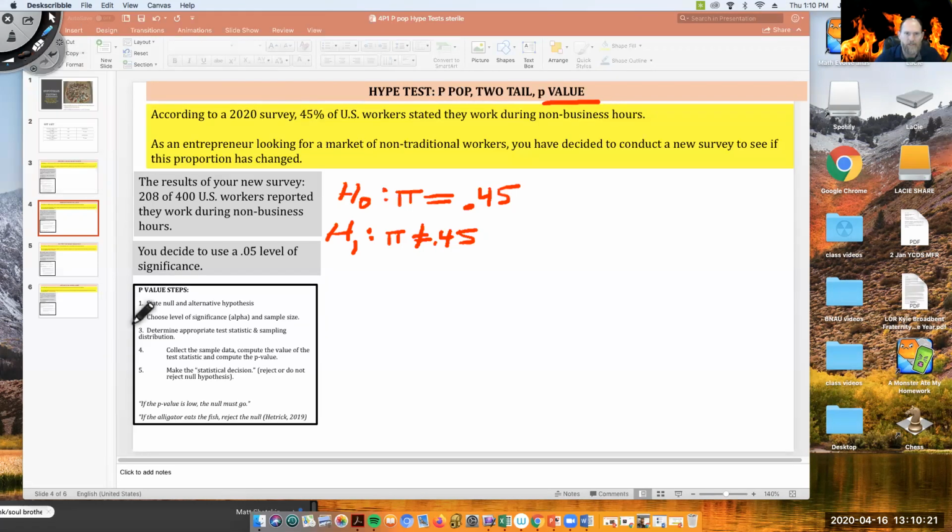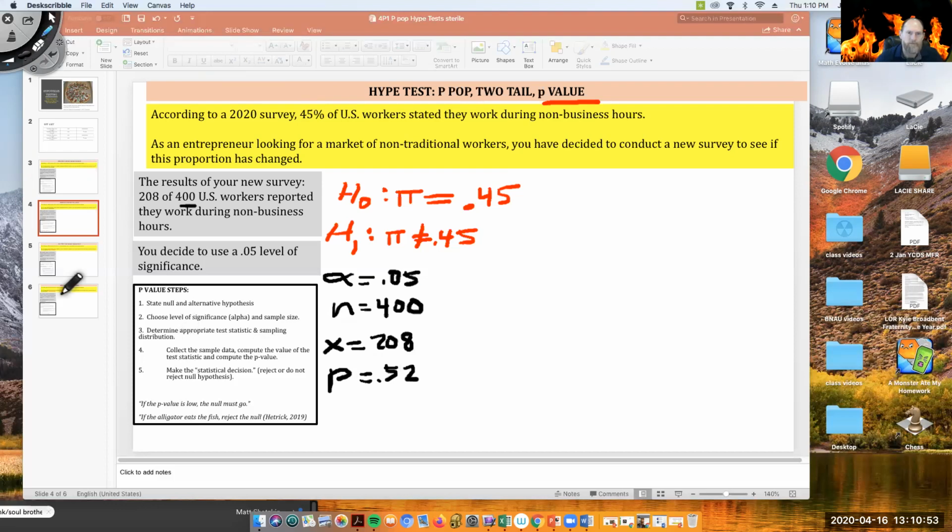Choose a level of significance and a sample size. Well, we have alpha of 0.05, and we still have our same sample size, N of 400. Our X hasn't changed, so our X is 208, and therefore our P is 0.52.